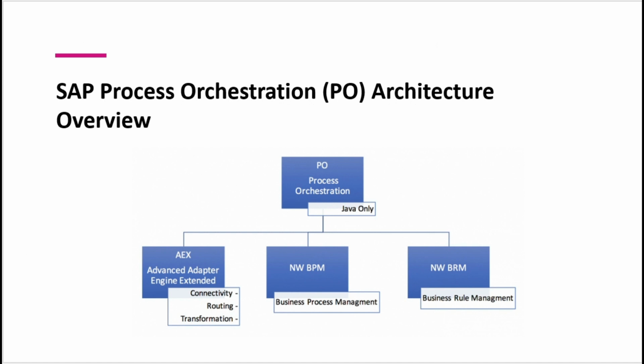To overcome all these challenges with PI, SAP released Process Orchestration with only Java installation, and yes, no ABAP stack installation was available for PO 7.31. Plus, with the new PO version, SAP has added fully functional NetWeaver business process management and business rule management, which is fully executable on Java. Hence, PO is a combination of PI with AEX, business process management is included, BRM is included, and it only runs on Java.